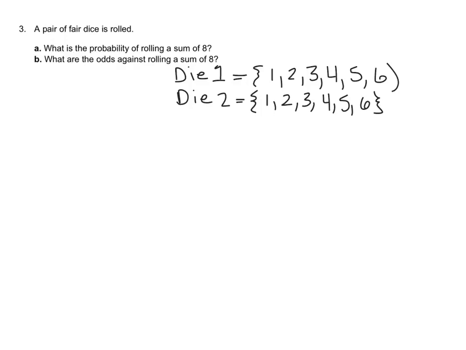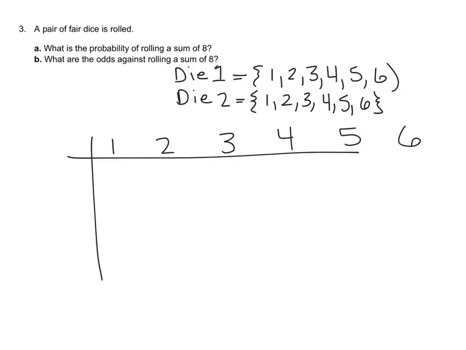Now to write my sample space of all outcomes of rolling a pair of die, I'm just going to create a chart. And the columns of my chart are going to represent the outcomes or choices of dice 1. So I have 1, 2, 3, 4, 5, and 6. And then my rows are going to represent dice 2, so I have 1, 2, 3, 4, 5, and 6. Now I'm going to list the outcomes in the middle of the chart.